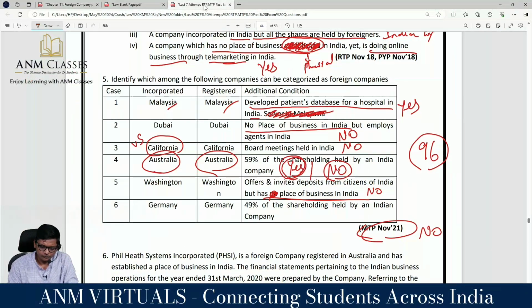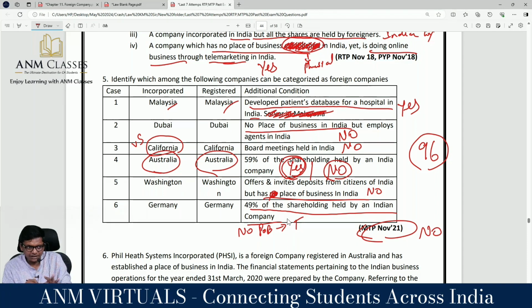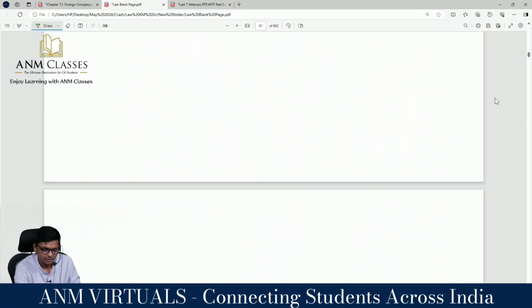Okay. Fine. Last one. Germany. Incorporated outside India, registered outside India. 49% of shareholding is held by an Indian company. It's not more than 50. So, if no place of business in India, then it is not a foreign company. But if place of business in India, it's a foreign company with respect to this chapter. It will not follow entire provisions. I will clarify this. Look at this. I will explain.